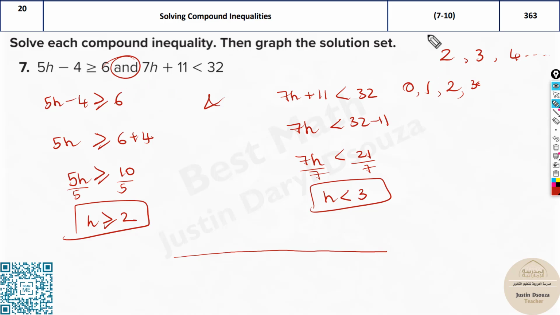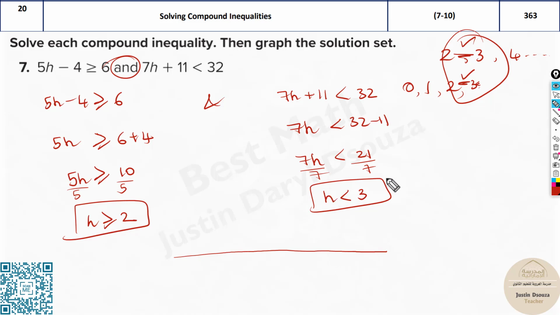Now, "and" means what's overlapping. I need values that are in both. What are those? It's only between 2 and 3, but 3 is not included because it's less than. So we have to make sure that in the number line only this solution region comes within this. I'll show you now.